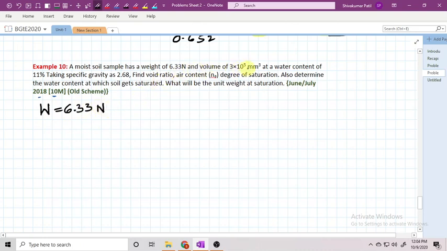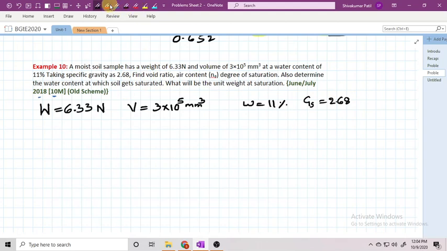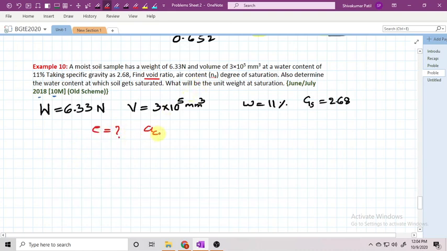And the volume is 3 into 10 to the power of 5 mm cube, at a water content of 11%. What is the water content? 11%. Taking specific gravity 2.68. Find the void ratio, that is E, air content, that is AC, and percentage air voids, that is Na.